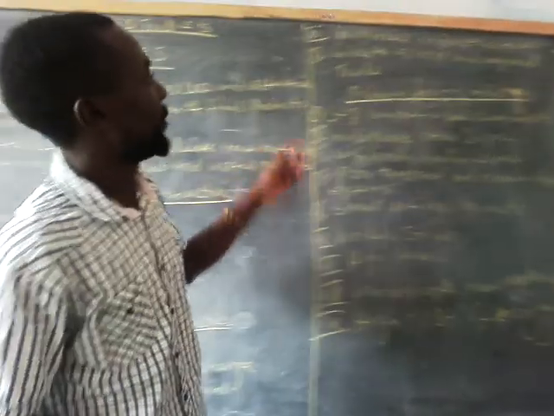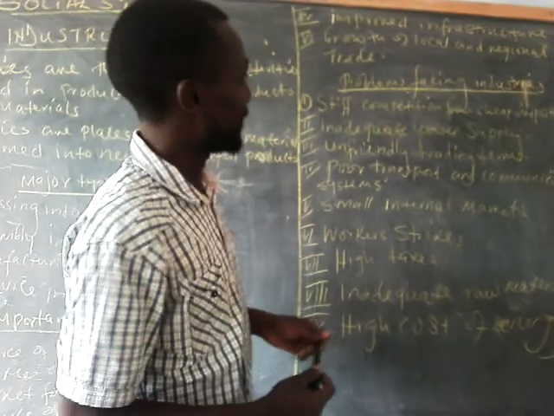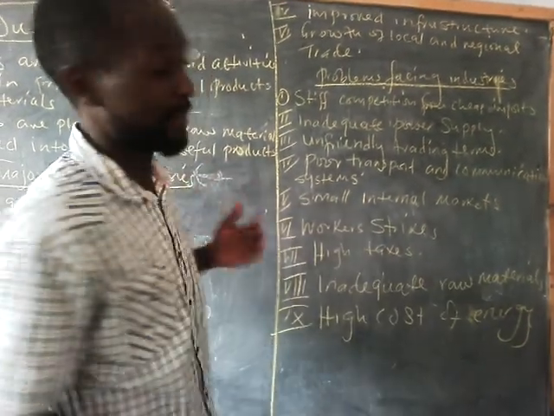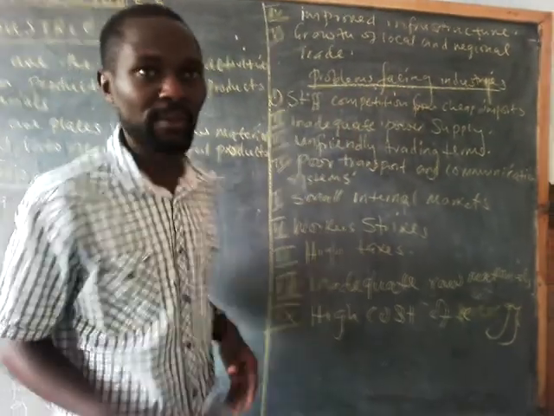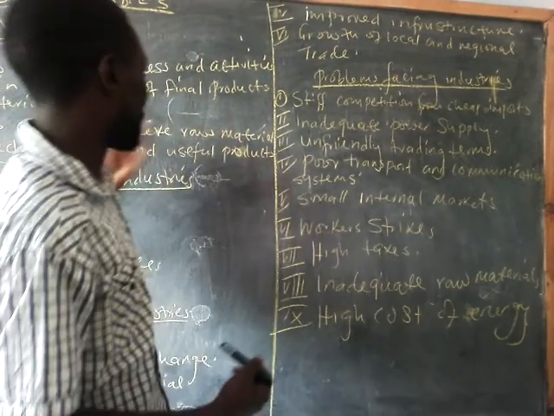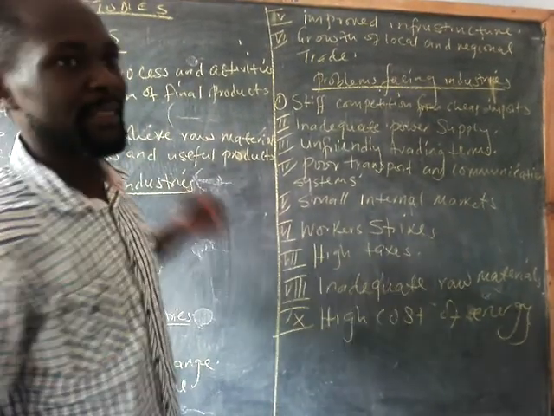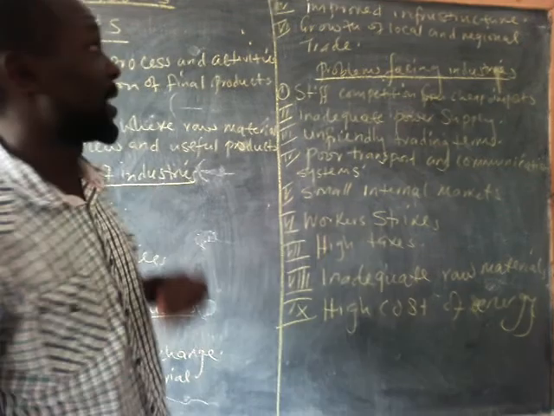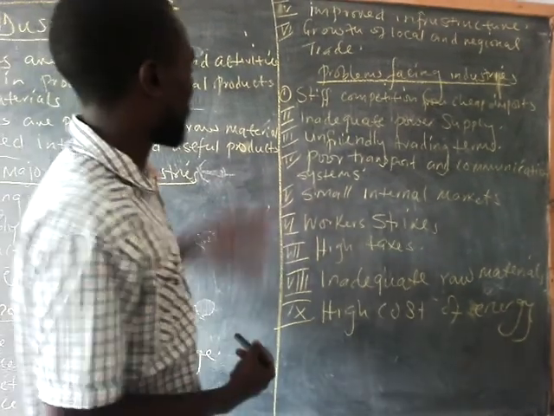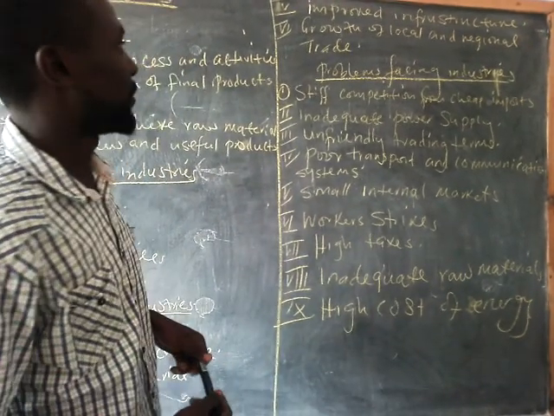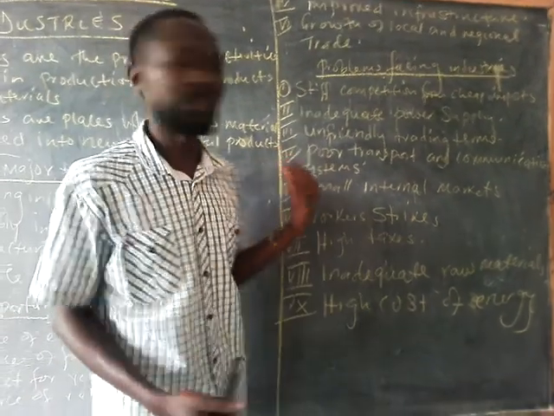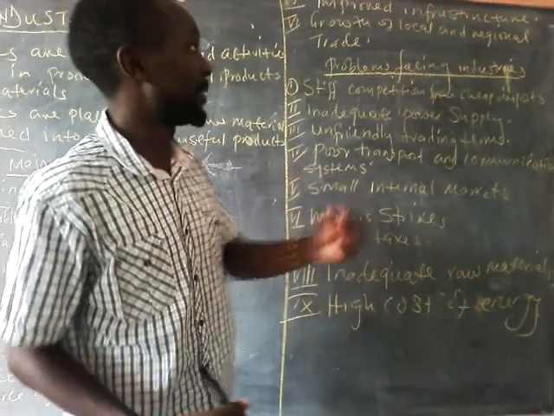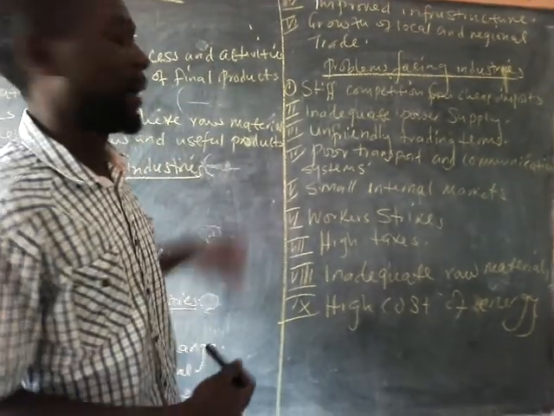Then we have improved infrastructure, whereby we need to transport the raw materials to the industries, and then after the production of the final product, these products need to be transported to the market. So the infrastructure is improved. Then we have growth of local and regional trade. So the products of the industries facilitate the growth of local and regional trade.